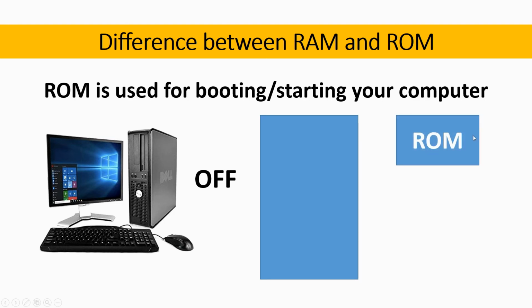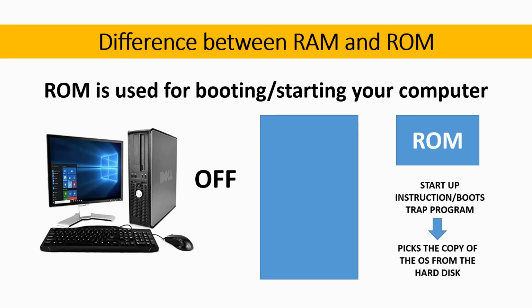Suppose you switch on your computer. Now understand, ROM is a read-only memory and it is a non-volatile memory. There is a program which is permanently stored on your ROM. There are some startup instructions, which are also called the bootstrap program. This bootstrap program will pick the copy of the operating system from your hard disk, because the hard disk is the place where all the system data and the user data is stored permanently.